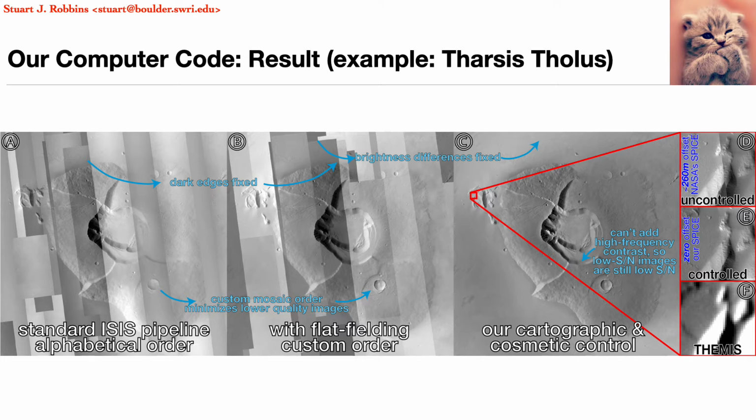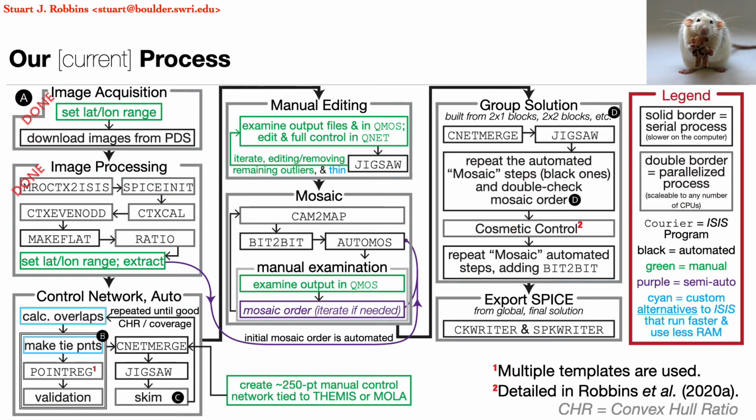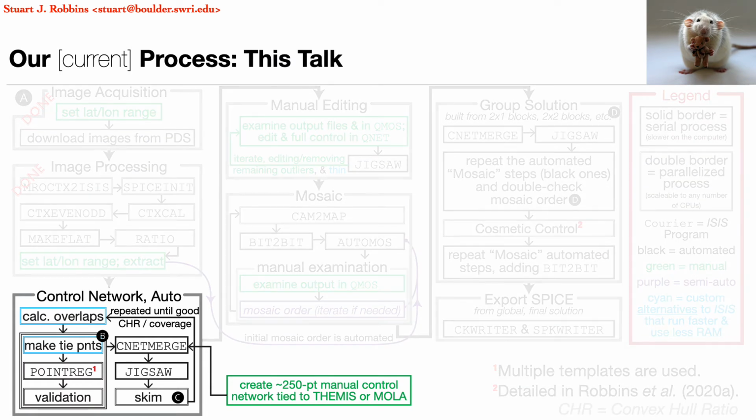This was detailed with HRSC data in Michael et al. 2016, and we published our work on it with CTX last year, Robbins et al. 2020. Our current control process is summarized by this very complicated flowchart, which is actually only half of the flowchart. The other half goes off the bottom of the screen. Now, if you want to read this, go ahead and pause the presentation now. If not, then for the rest of this talk, I'm just going to focus on this highlighted portion, this control network auto portion.